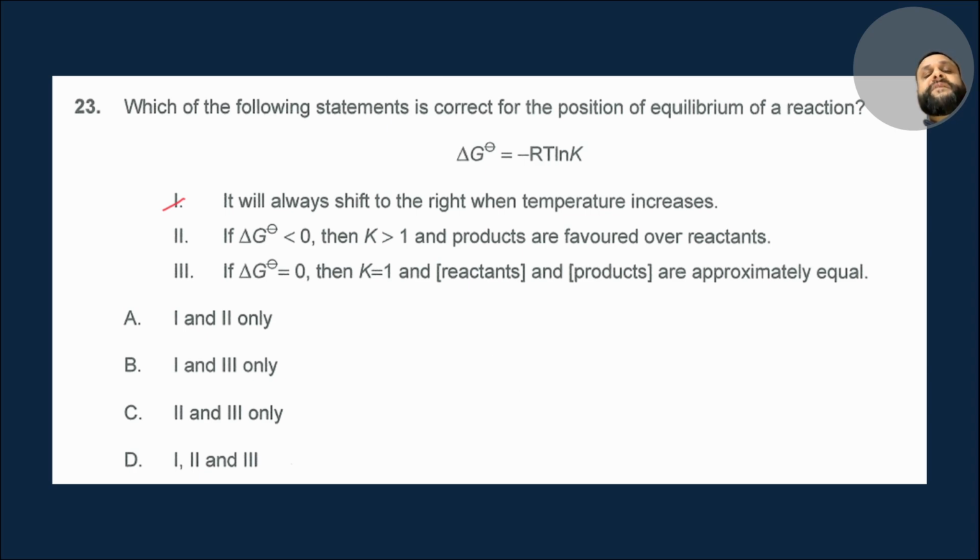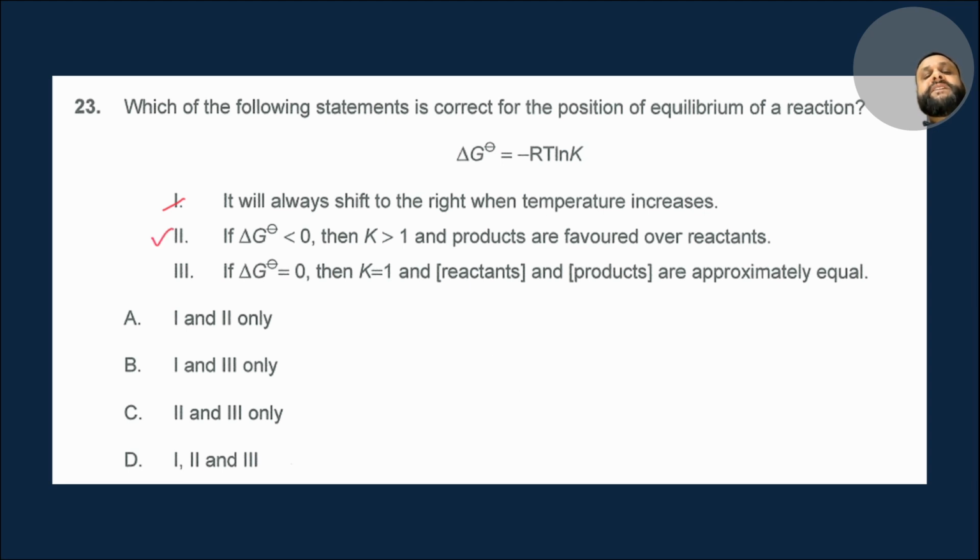Number 2, if delta G naught is less than 0, so that means reaction is spontaneous, then K is greater than 1 and products are favored over reactants. So that statement is true, because if the value of equilibrium constant is greater than 1, so we say reaction is product favored, and delta G will be less than 0, hence reaction will be spontaneous. So statement number 2 is right.